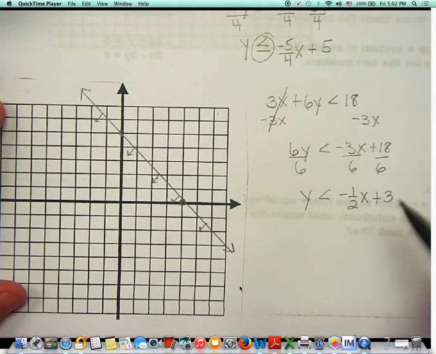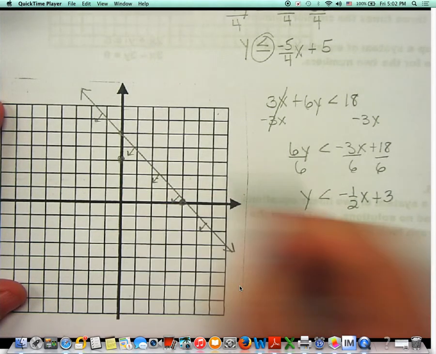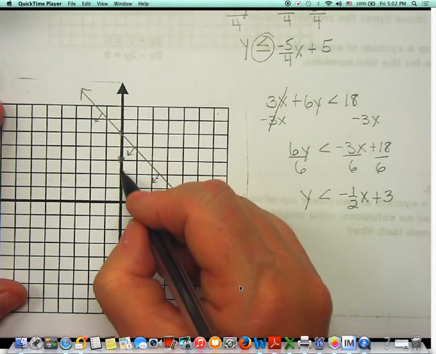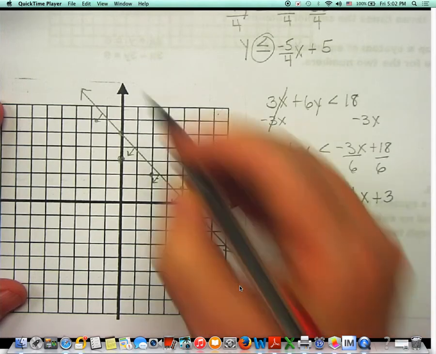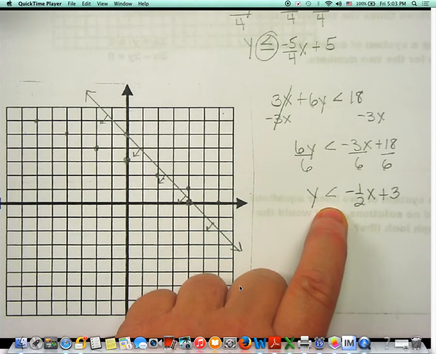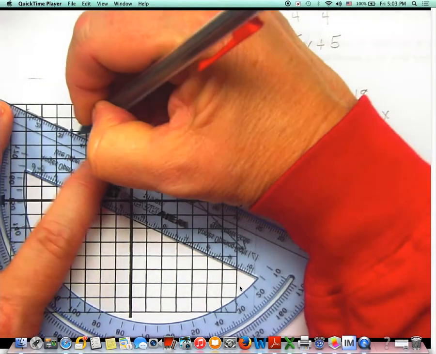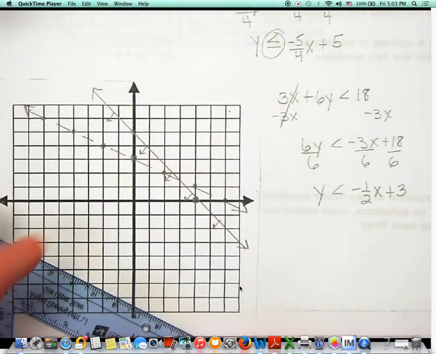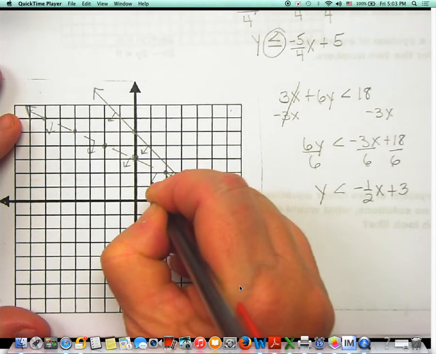So I'm going to start at positive 3. Then I'm going to go down 1 and right 2. I always use the negative to go down and then make the bottom one positive. So down 1, right 2, down 1, right 2, down 1, right 2, or up 1, left 2. Okay, this does not have an equals, so I'm going to make a dotted line for this one. This is also less than, so that means that the arrows are pointing down.